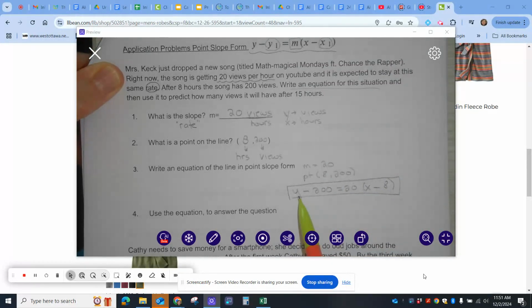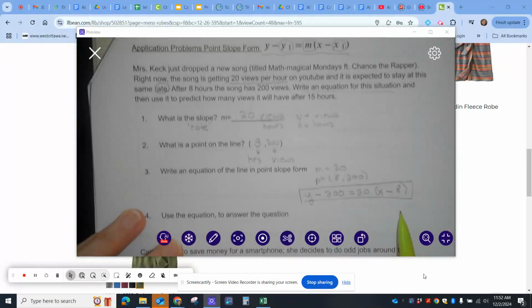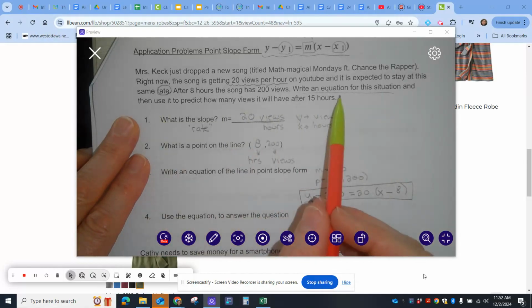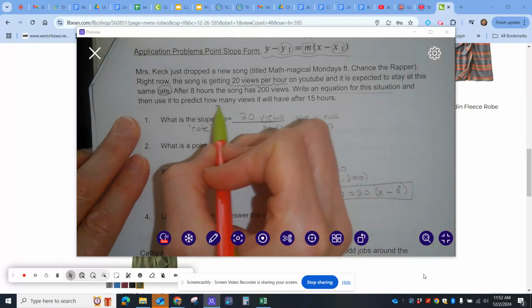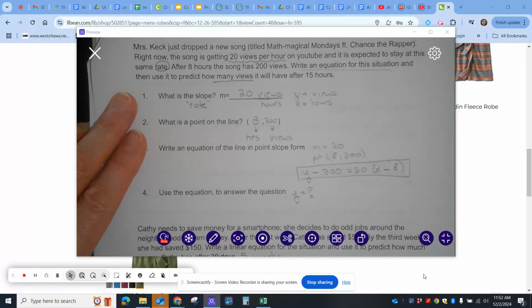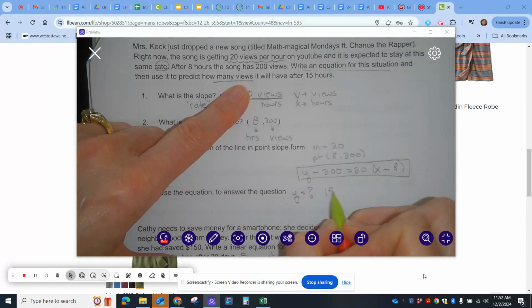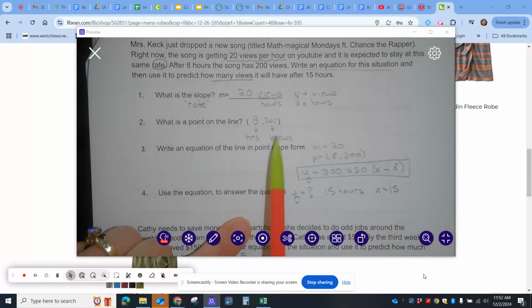This means I can figure out the views for any value of x or any number of hours that I am given. And then it says use the equation to answer the question. So I'm going to use my equation here. And here's the question. Use your equation to predict how many views. So that means I'm finding y, I'm finding views, and then it says you will have after 15 hours. So 15 hours means x equals 15, because right here I said hours are x.